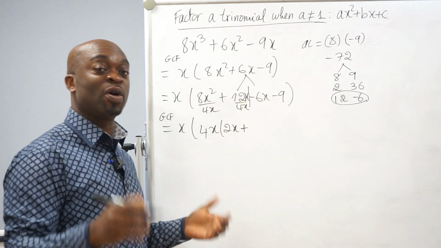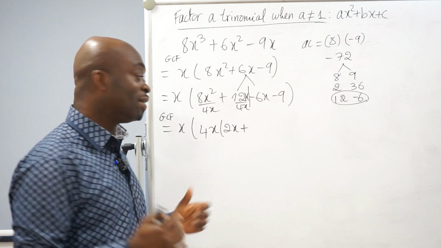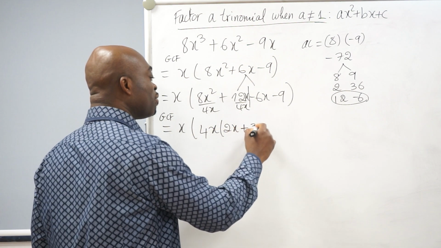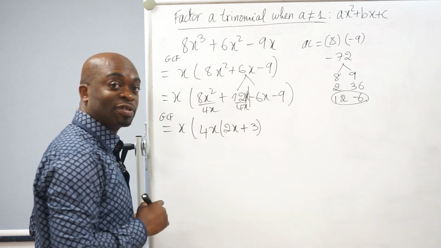Now if you become an expert, you don't have to do this. You can see it already happening. So this one gives us what? 3, because the x's we cross out.